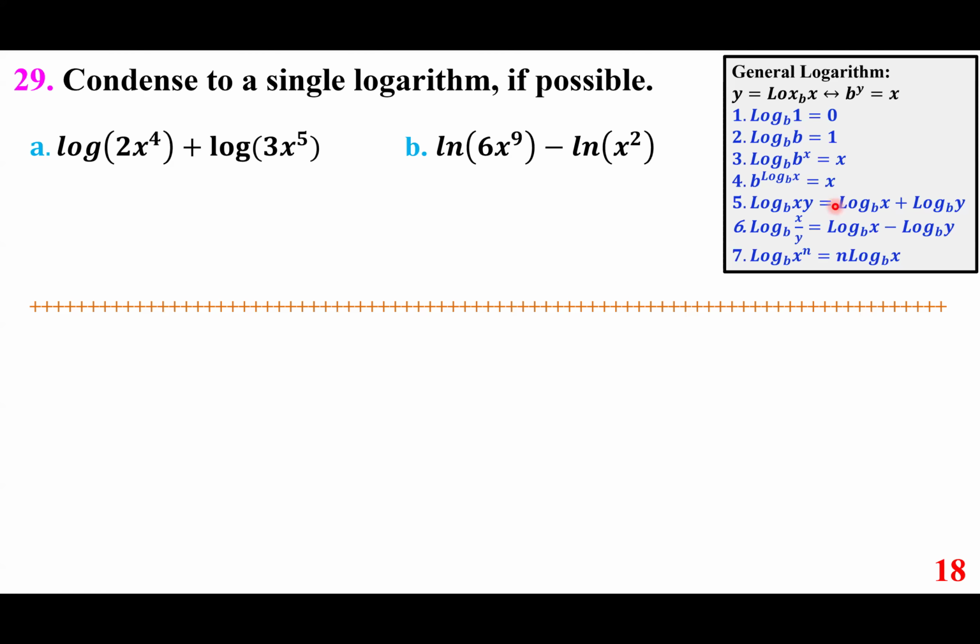So the product rule, I'm going to multiply these two. Log of 2x to the power of 4 times 3x to the power of 5. And the product of these two is 6x to the power of 9. So log of 6x to the power of 9.